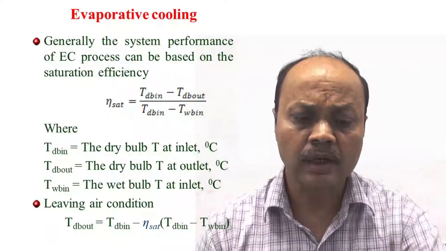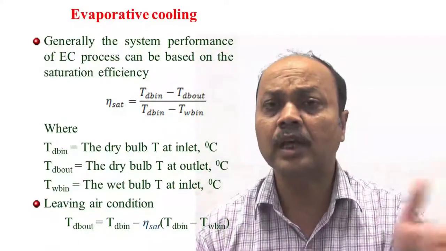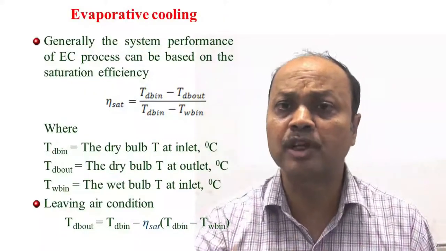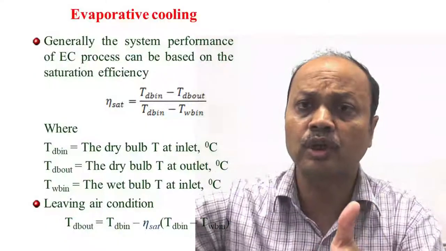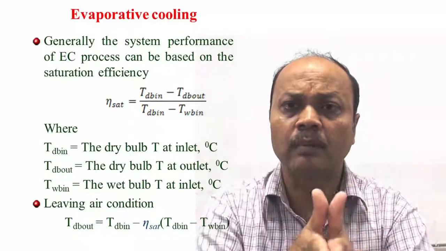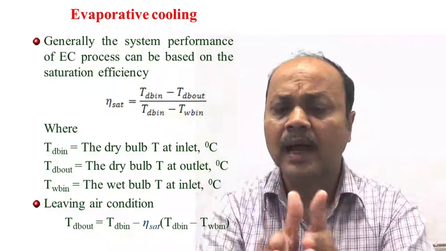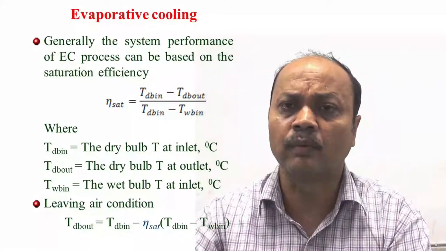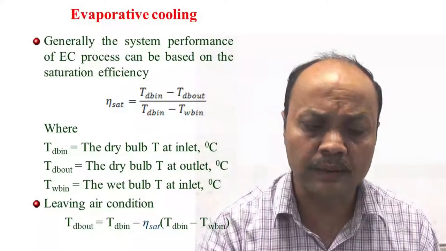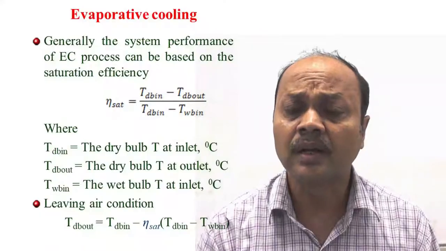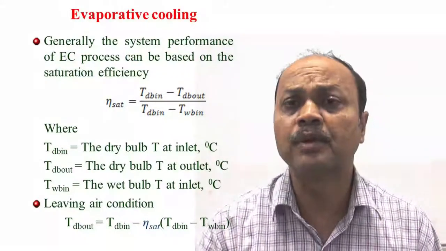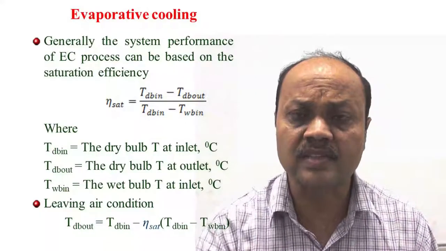So 8 degree is your denominator, and on top you can see, when the air passes through your pad, what is the temperature drop? Means the dry bulb temperature out. When the air is coming, it has dry bulb and wet bulb temperature, and when the air goes out, it has dry bulb and wet bulb temperature, right? Based on that, from dry bulb in and dry bulb out, you can calculate the efficiency. In an ideal condition it should be 100%, but that never happens, right?